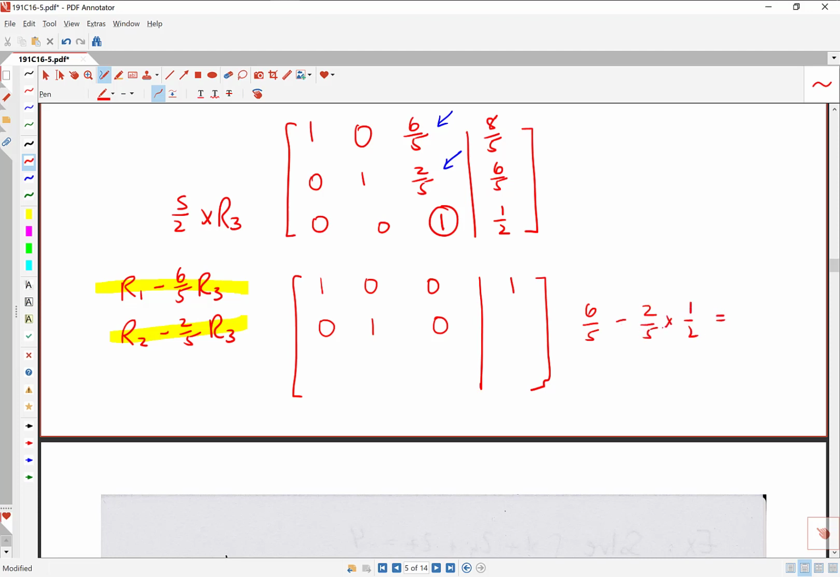And then we're going to do 6/5 minus 2/5 times 1/2. So if you like, just type that into your calculator. Or if you want to practice fractions, you'd say that's 12 tenths minus 2 tenths. Gives us 10 tenths again. So again, we're getting 1.